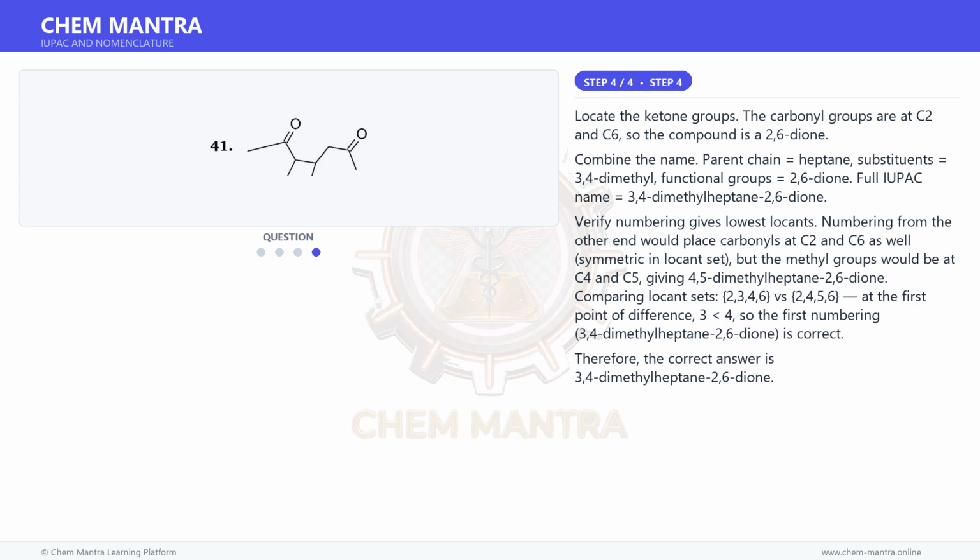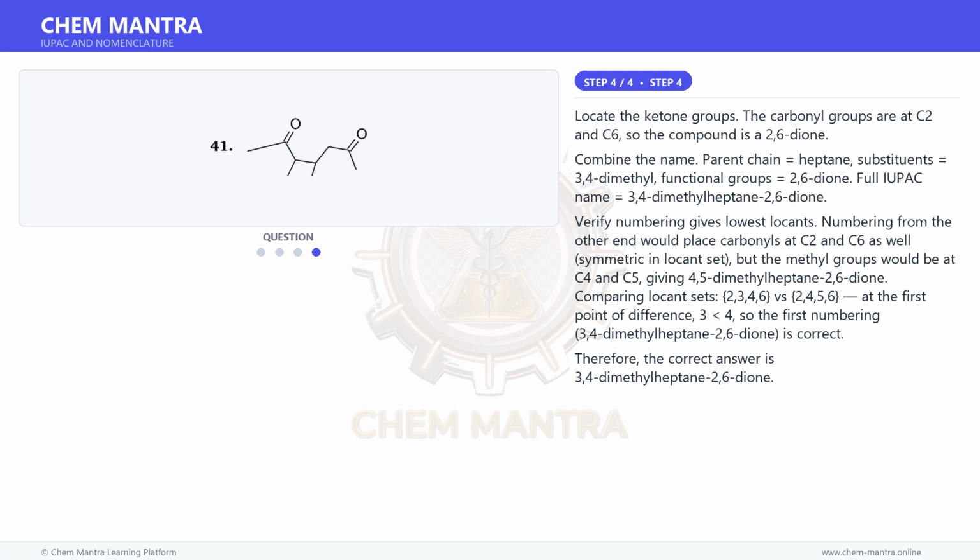Combine the name. Parent chain = heptane, substituents = 3,4-dimethyl, functional groups = 2,6-dione. Full IUPAC name = 3,4-dimethyl heptane 2,6-dione. Verify numbering gives lowest locants.